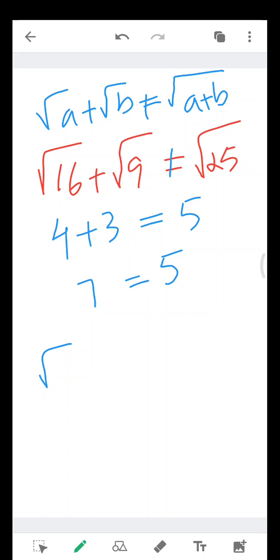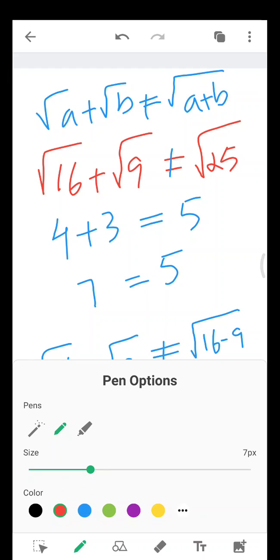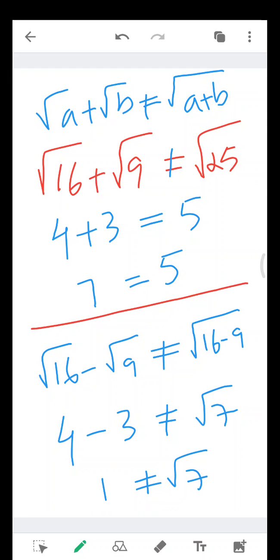Root 16 minus root 9 will never be equal to root of 16 minus 9. What is 16 minus 9? 7. Let's simplify and check why it is not equal. Root 16 is 4 and root 9 is 3. 4 minus 3 is 1, and if you subtract it the other way, 16 minus 9, this is root 7, but root 7 and 1 are not equal. Got it everyone? This is a very important concept in this exercise, and you'll use these steps in your higher studies also.